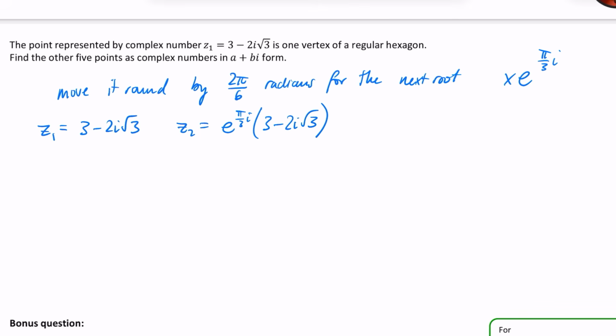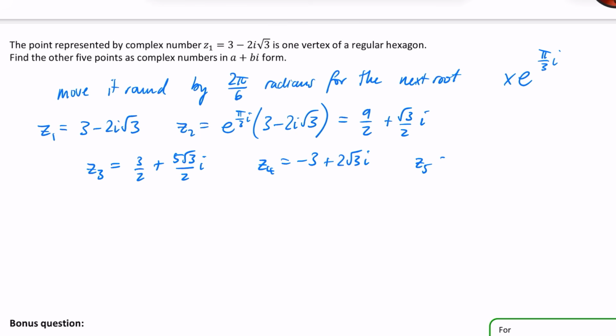So when I press equals, it gives me my next answer, which is 9 over 2 plus root 3 over 2i. My third root, when I press equals again, is going to give me 3 over 2 plus 5 root 3 over 2i. My next one is minus 3 plus 2 root 3i. And then my fifth one is minus 9 over 2 minus root 3 over 2i, and my last one is minus 3 over 2 minus 5 root 3 over 2i.